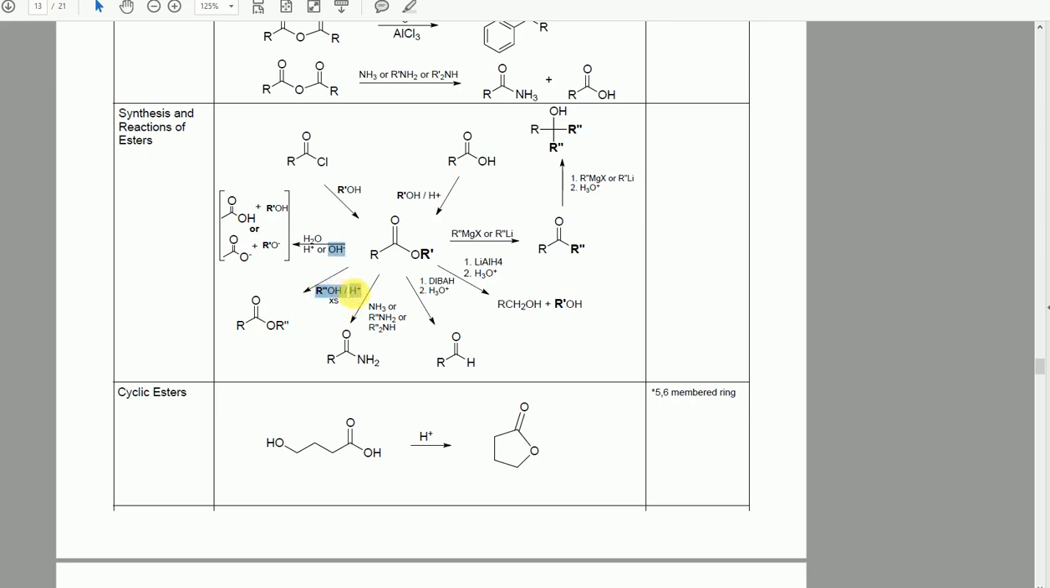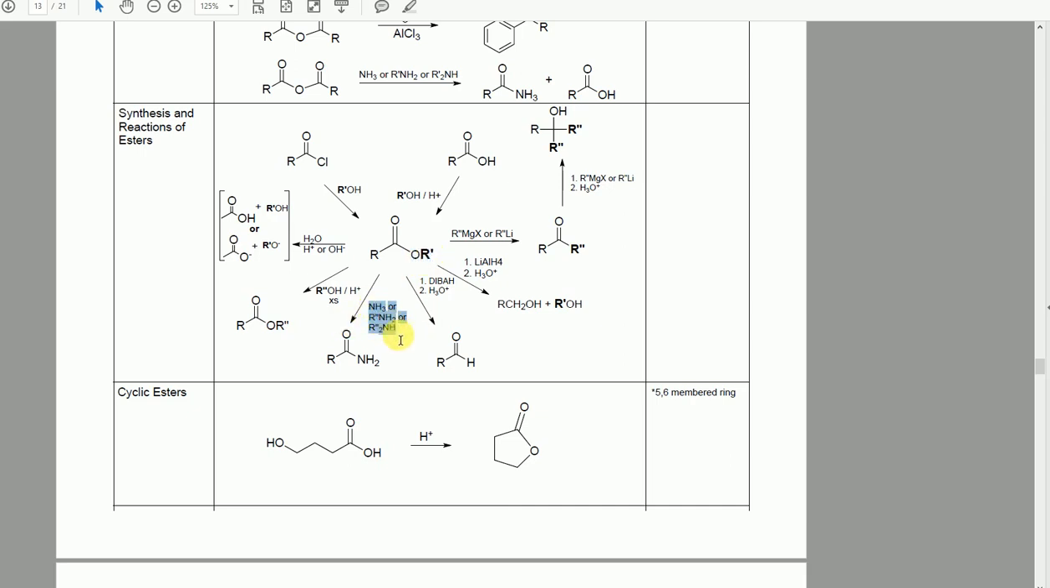Transesterification is the process of switching out the OR group on the ester. So using a new R group that is an alcohol, and H plus in excess amount, very important, an excess amount, gives us this switched out group. So nothing has changed besides the group that is there.